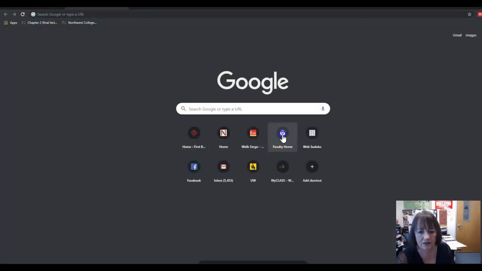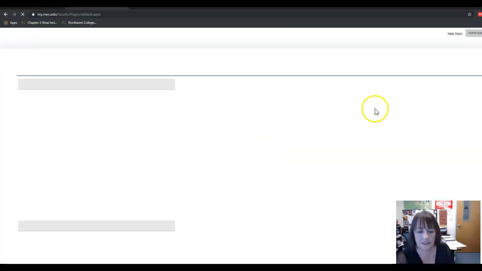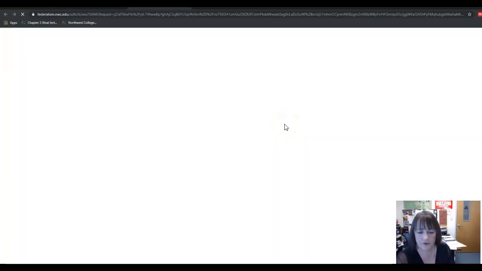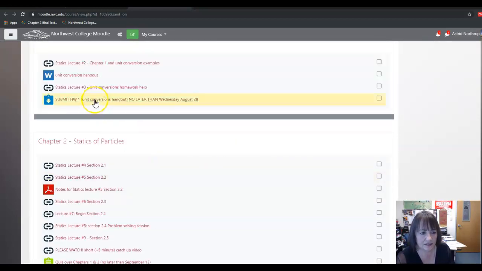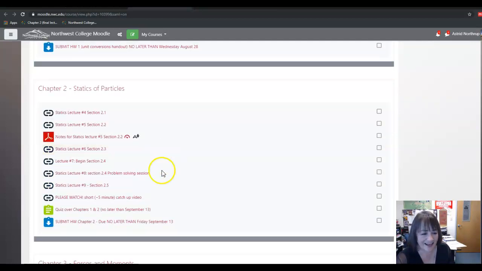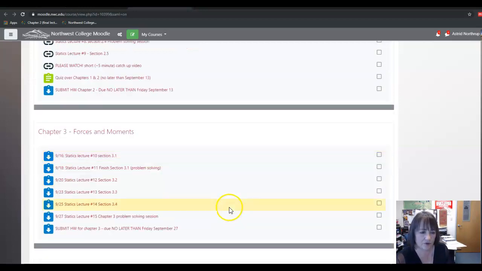If you take a look at our Moodle page, first of all, you can see that we are done with chapters 1 and 2. You should have by now turned in homework number 1, which was the handout on unit conversions, and homework number 2, which is chapter 2. There are no actual homework problems in the textbook of chapter 1. You should also have completed the quiz over chapters 1 and 2.